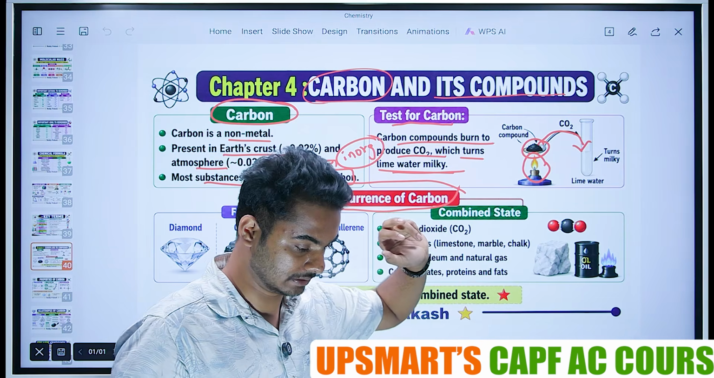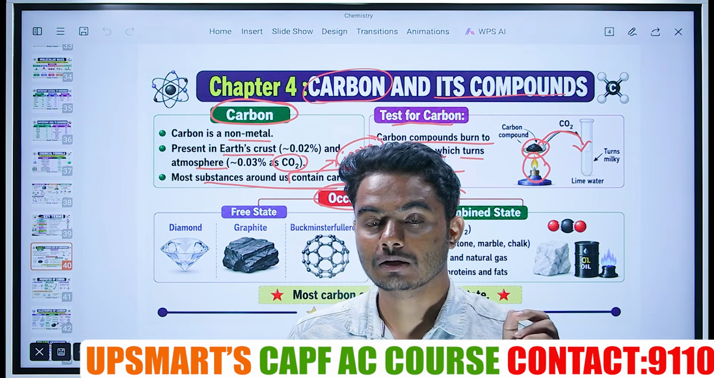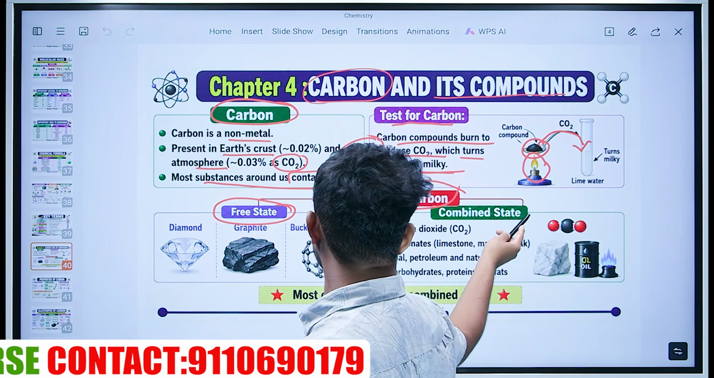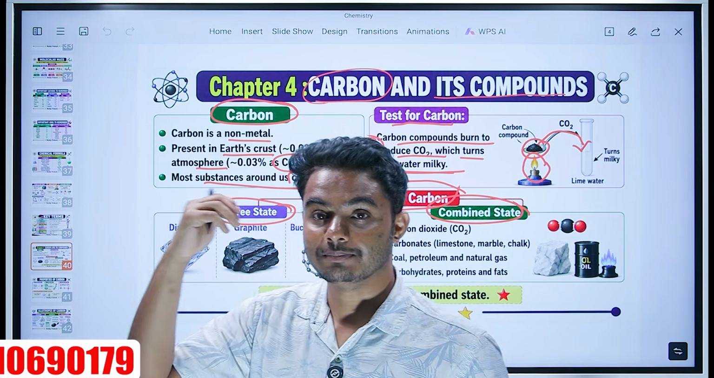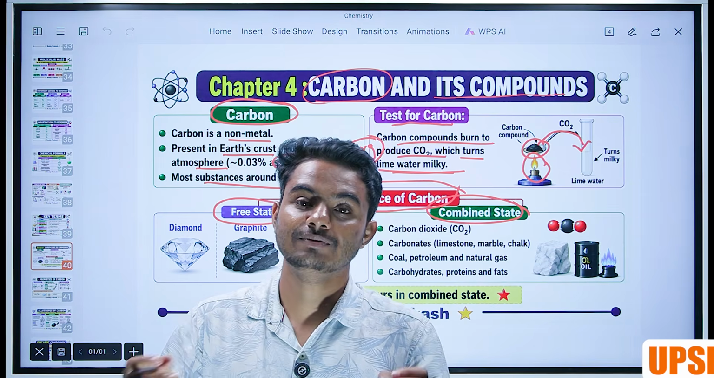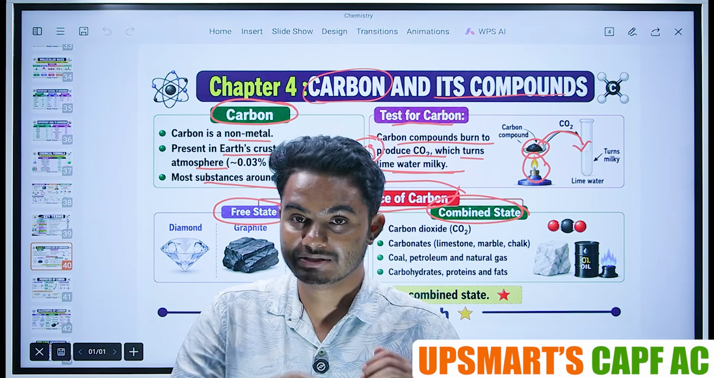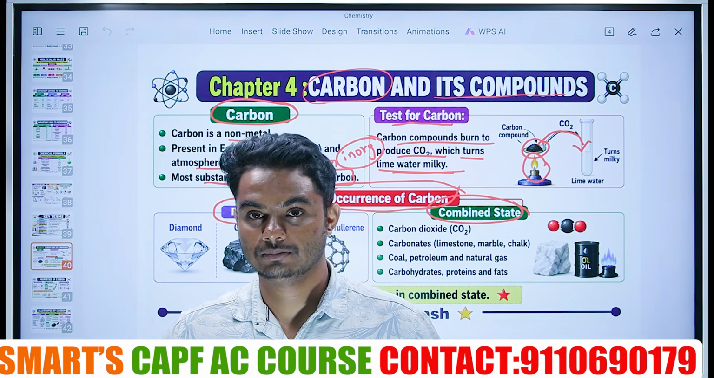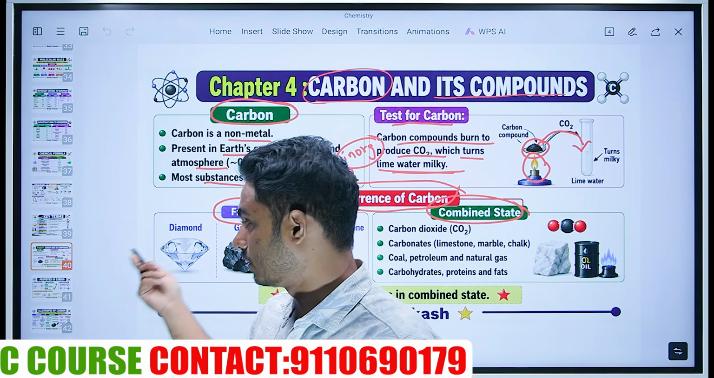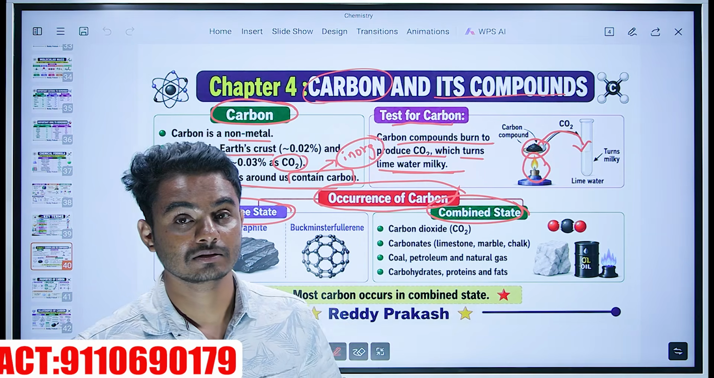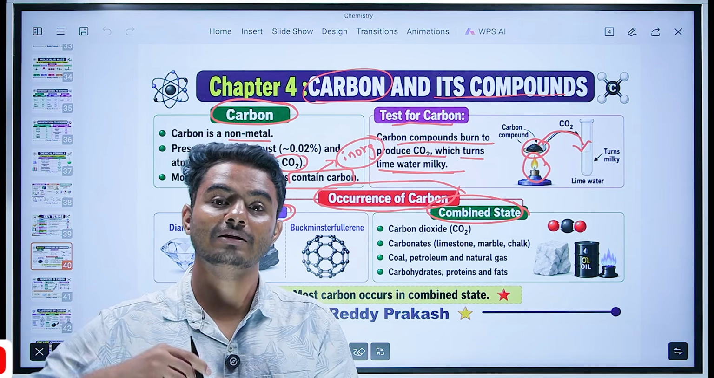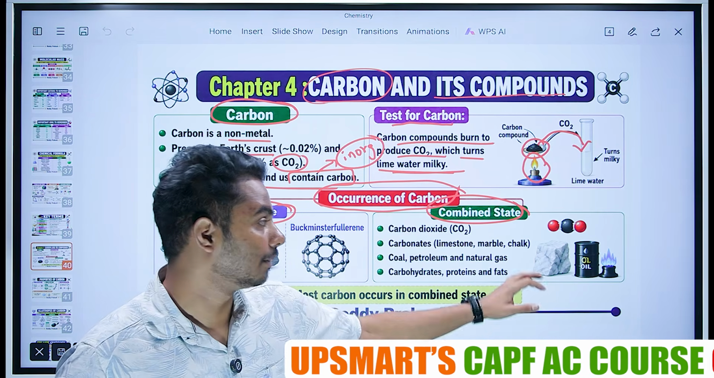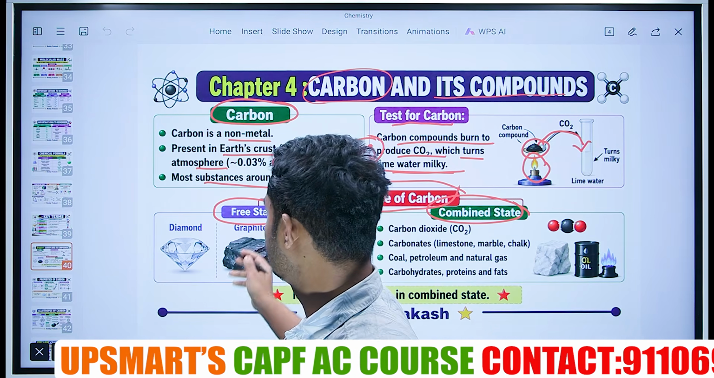How do you think carbon occurs? See, carbon occurs in two forms. One is the free state. The other one is the combined state. Free state means carbon combines with itself. The chain of carbon. Carbon will combine with itself. That is called the free state. Combined state means carbon will combine with some other elements, some other compounds, to form a new compound. That is the combined state. We'll see the example of the free state.